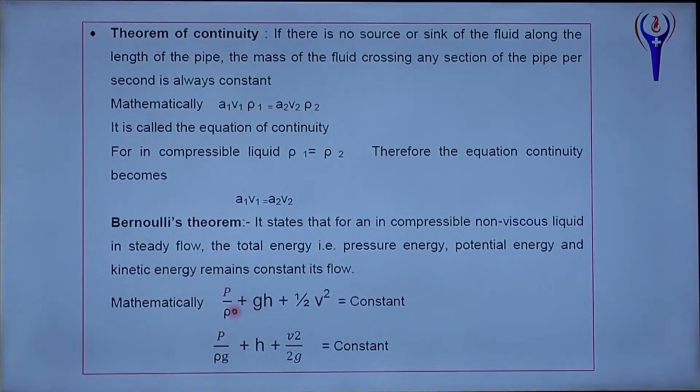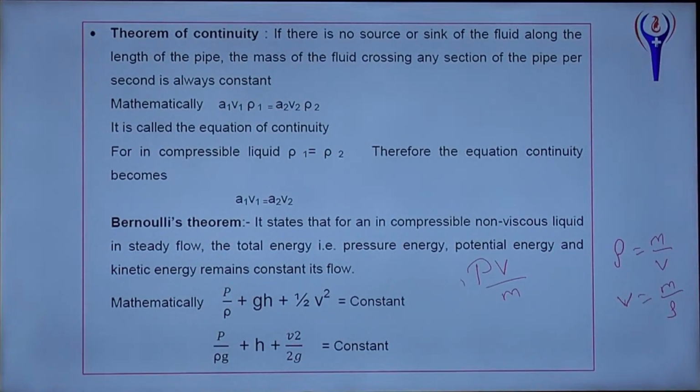Okay, and pressure energy is actually PV, and PV by m is volume by mass. Density equals mass by volume, then volume equals mass by density. So that is why it is given as P by rho.